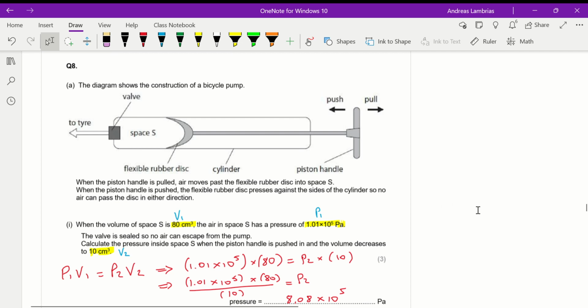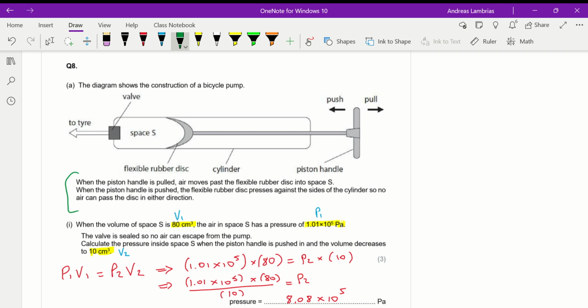So this question is about Boyle's law, and it's giving us a bicycle pump, and it explains how the bicycle pump works. You can pause the video and read the question. So the first part is giving us some data and is asking us to calculate the pressure once I have a change in the volume.